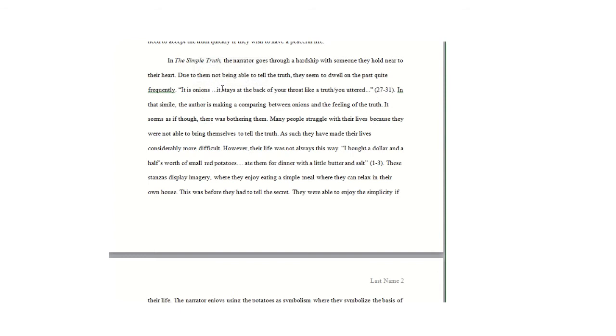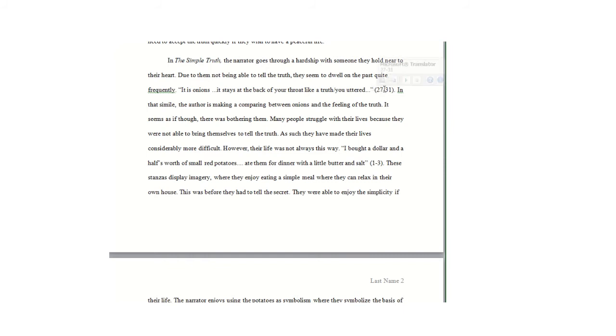Here, do a block quote. Remember, we need to do a block quote if we have 4 lines of poetry or more, and just write it out. Write the whole thing out so it reads like poetry on the page. When you have these ellipses, these jumps in time, this omission of information, it doesn't make sense to me. So: "it is onions. It stays at the back of your throat like a truth you uttered." End quote. This is properly formatted.